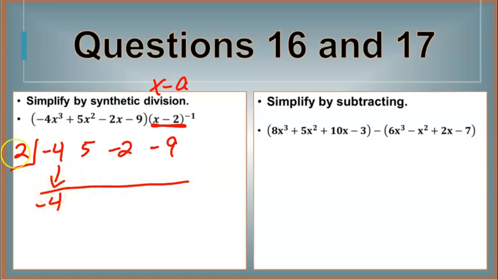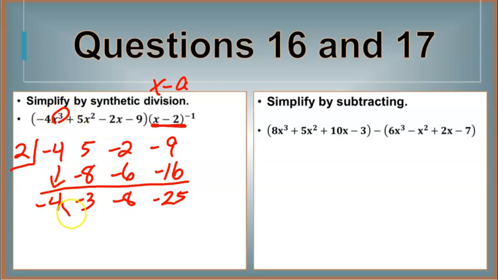And then we multiply on the diagonal. So 2 times negative 4 is negative 8. Add straight down. Multiply on the diagonal. Add straight down. Multiply on the diagonal. Add straight down. And what we have left is our solution, or our quotient, which is always going to start with one less degree of our polynomial.